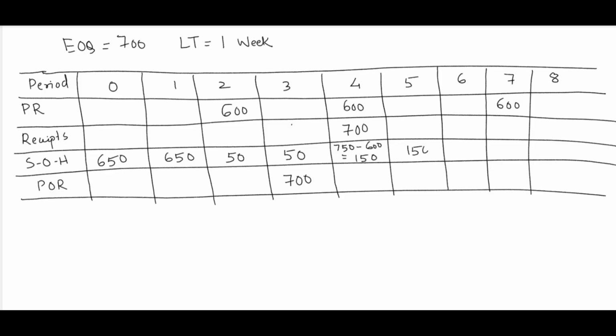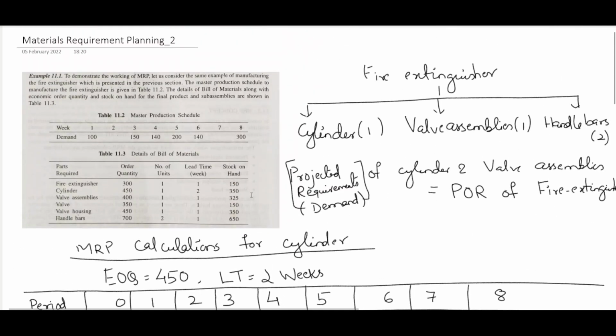This we will be carrying forward in the 5th and 6th week. Then again there is a shortage. Again we need to order 700 economic order quantity in the 6th week, so that we will be receiving in the 7th week. 700 plus 150, 850. 850 minus 600, it is 250. So we are getting 250 in the 8th week. So this completes the MRP calculations of these three subparts.